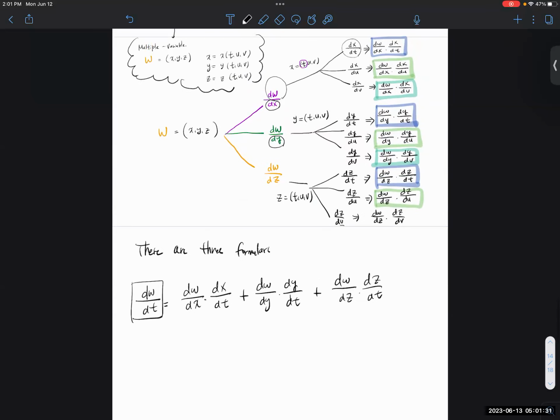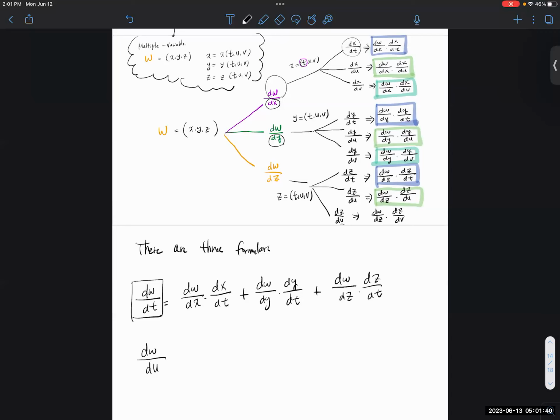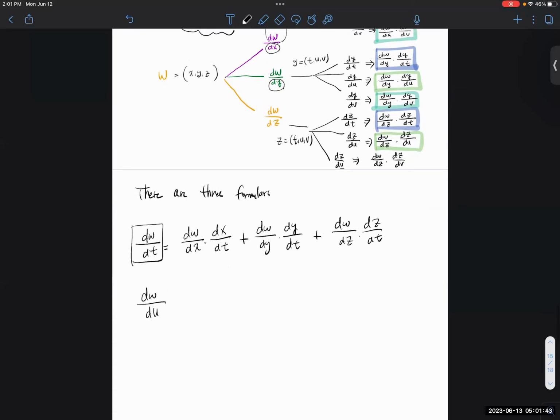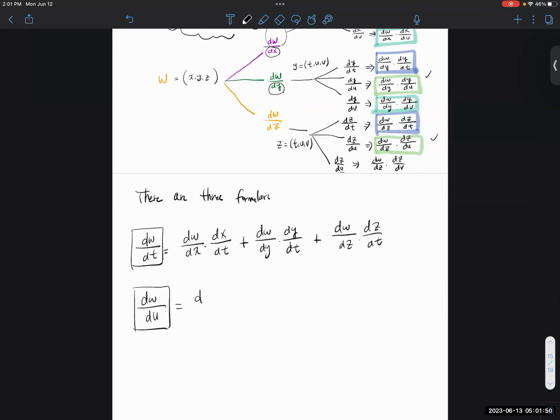And then we also find out the u family. So dw over du, right? So what happened? We have all this green family: dw over dx, dx over du, dw over dy, dy over du, dw over dz, dz over du.